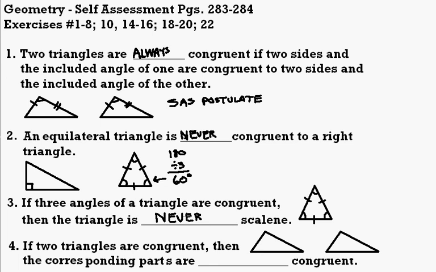And then finally, number 4, well, not finally, but if two triangles are congruent, then the corresponding parts are blank congruent. Well, if the two triangles are congruent, that means their corresponding parts are congruent, and that is an always.